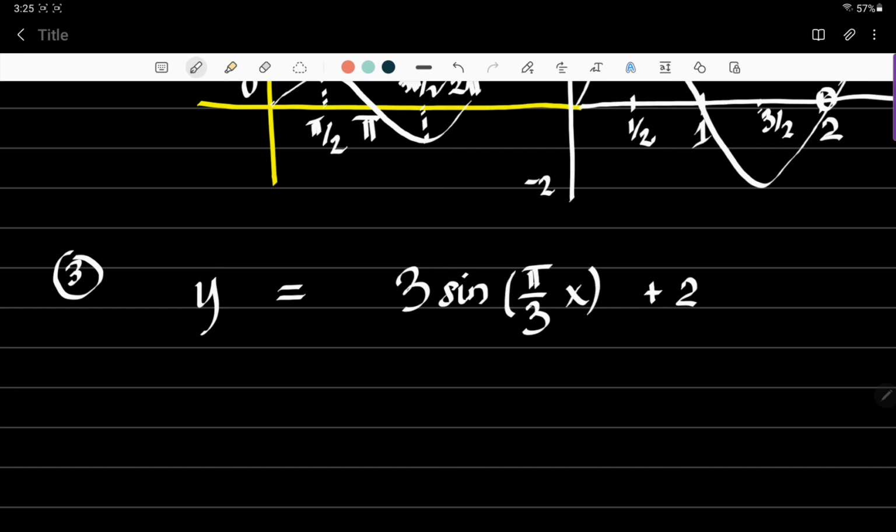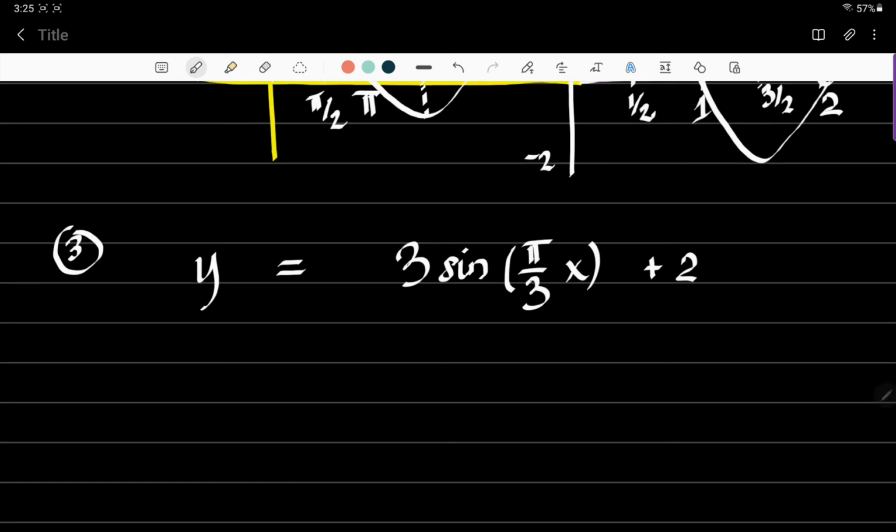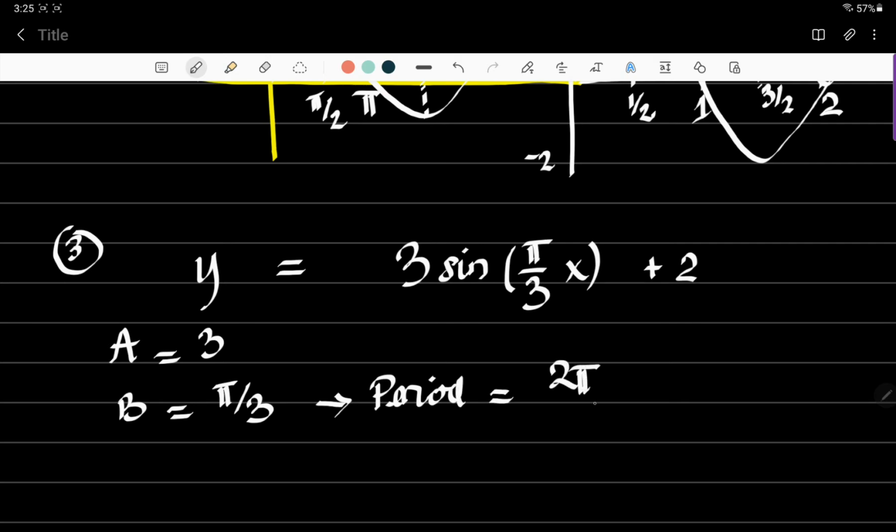Okay, so let's do A, B, C, D. What's A? A is 3. What's B? B is pi over 3. So we need to find the period right away, right? 2 pi over B. So 2 pi over pi over 3.